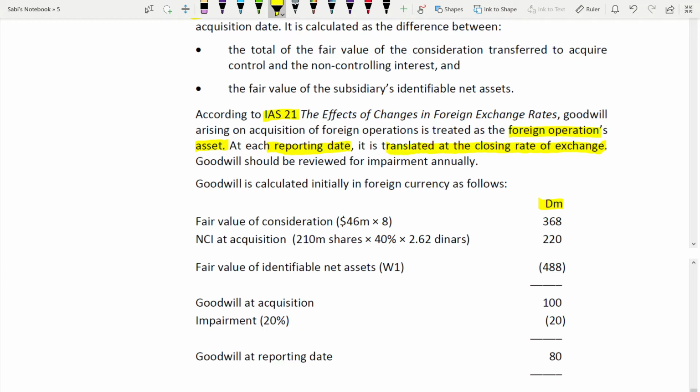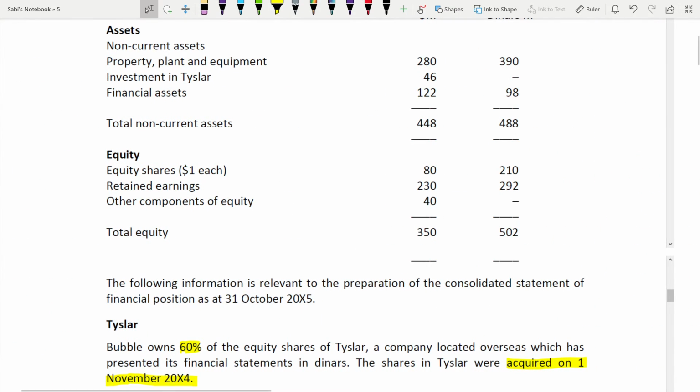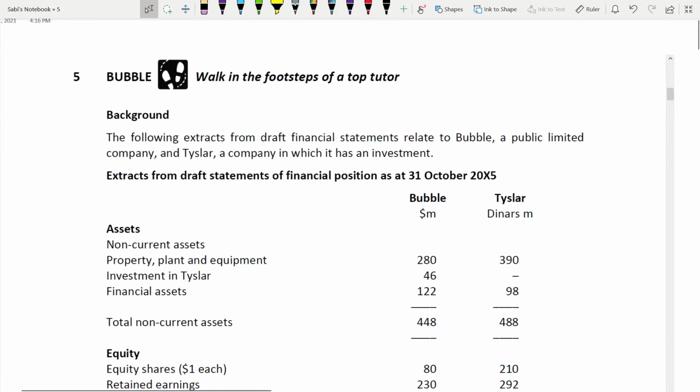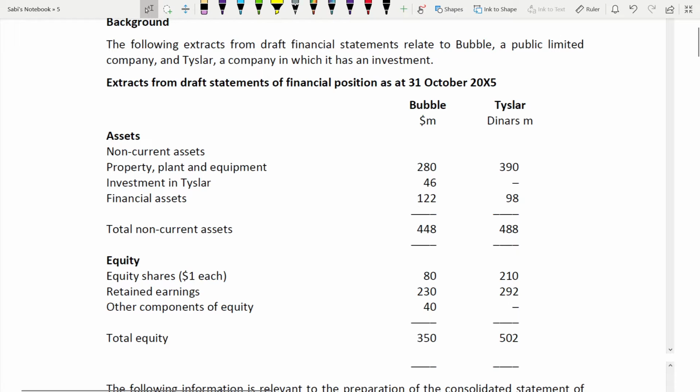That's why you see the fair value of consideration. You must be wondering, it is in dollar, $46 million, then why are we converting into dinar? We have to convert into dinar, then we have to convert back again to dollar later on using the closing rate. Okay, so that's why fair value of consideration is 46 into 8 million. Okay, you can see, where is it? 46 million. So here, how do you know it is 46 million? Because investment in Tyser is 46. Here you can see in the balance sheet.